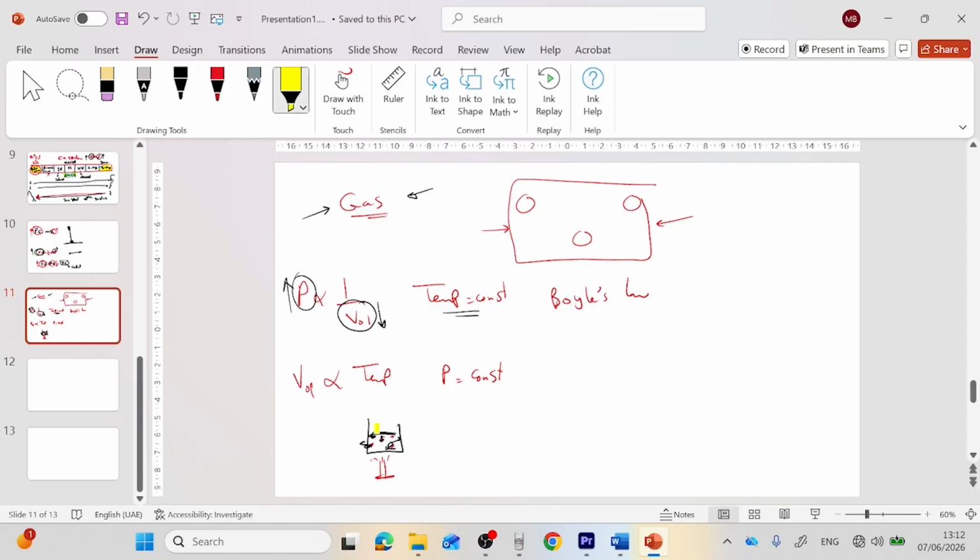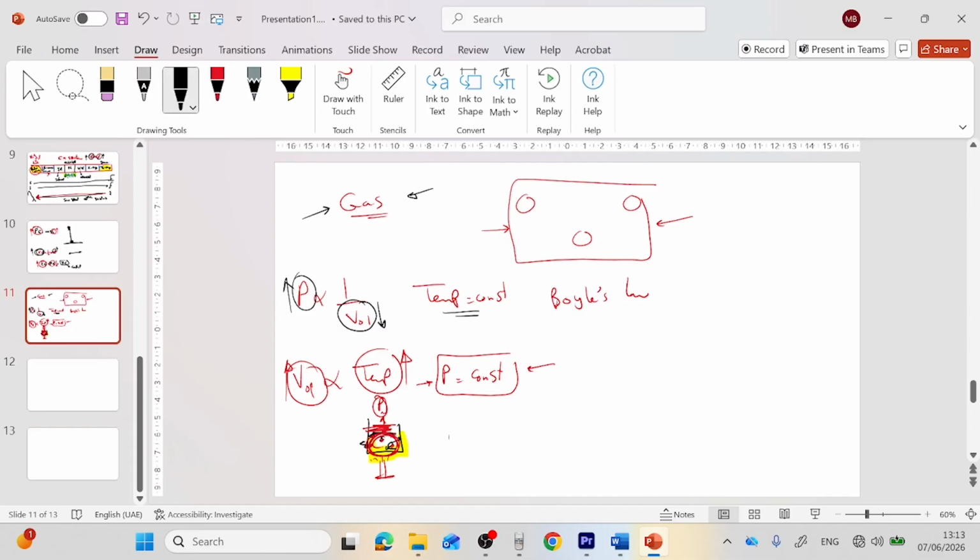This part is not movable, but this part is movable. So the molecules will keep pushing in this direction, so the piston will move up, so the volume of the gas increases. And in all cases, the pressure was equal to the atmospheric pressure, so the pressure is kept constant. So as the temperature of a gas increases, its volume will increase as long as the pressure is kept constant.